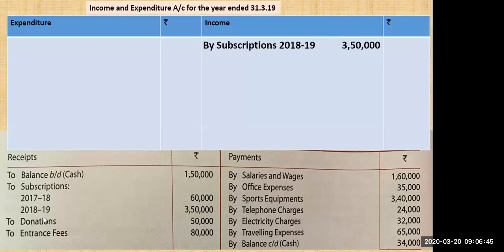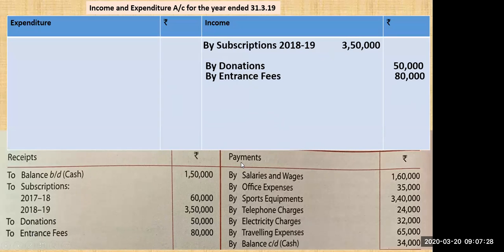So 350 we have taken. Two donations 50,000. Where will you show these donations? In the income side. Yes, this is your normal income. You have to leave one line here because there is one adjustment regarding subscription. So leave one line for this, and by donations write 50,000. Then next is entrance fees, 80,000. It will be shown on the income side. No need to leave any space because there is no adjustment regarding donation and entrance fees.